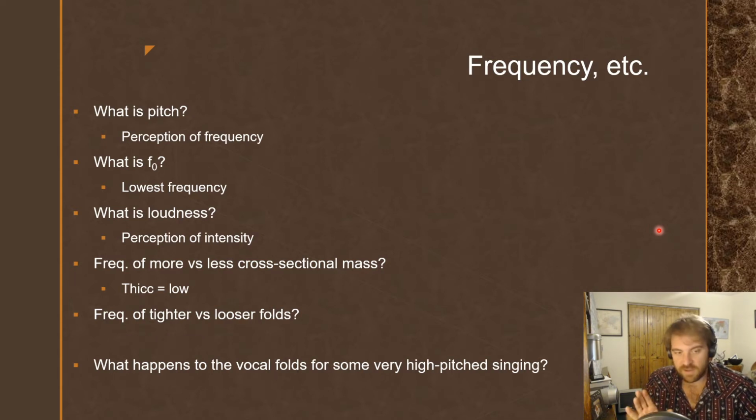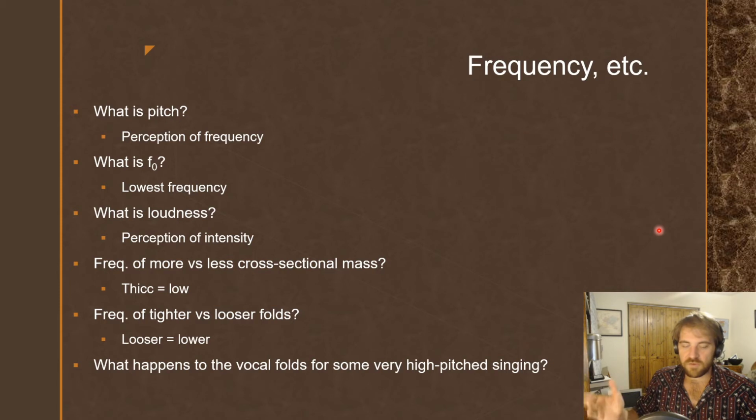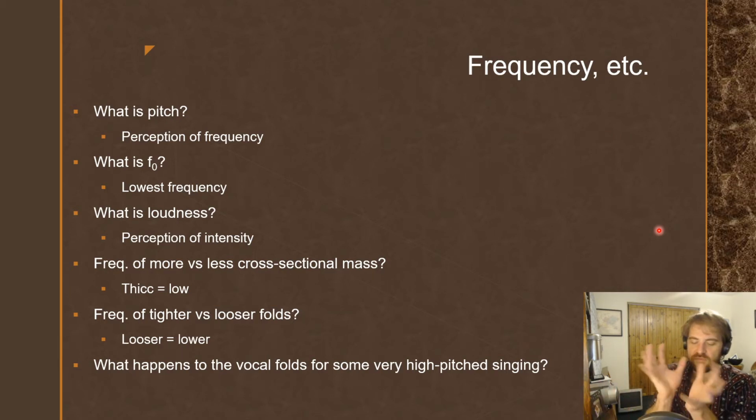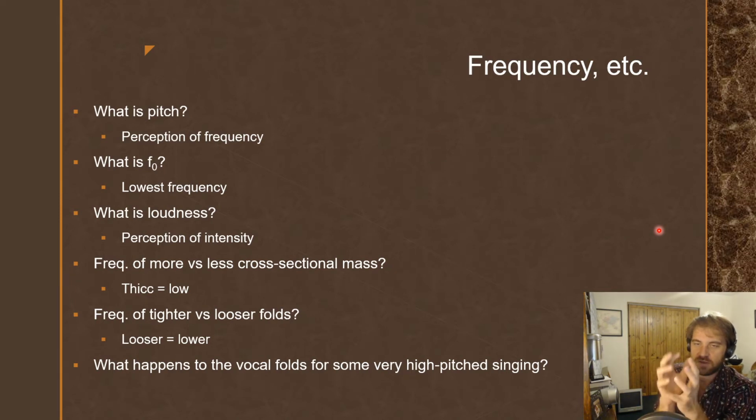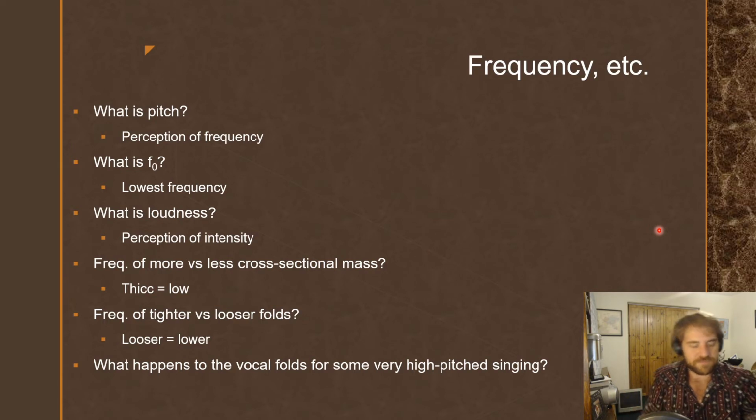Whoops, I gotta stop giving away these answers. What about tighter or looser vocal folds? Which one is going to create a lower sound? A looser vocal fold is going to create a lower sound. So if you have less distance between your thyroid cartilage and your arytenoids, or cricoid cartilage, you could think about it either way, less distance, then you're going to have a lower frequency.